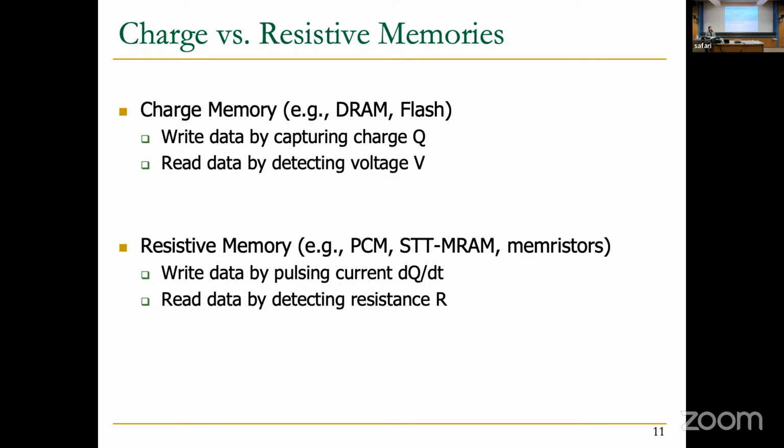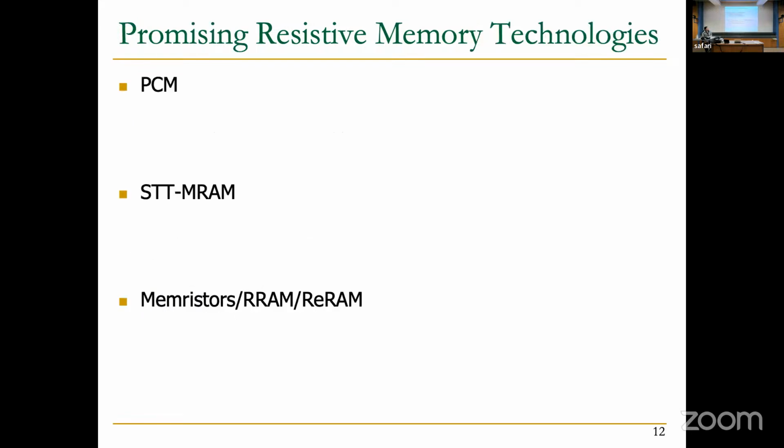And so let's compare the charge-based memory and the resistive memory. Charge-based memory, for example, includes DRAM and flash memory. We can write the data by capturing the charge and read the data by detecting the voltage. And resistive memory, which I mentioned before, works in a very different way compared to charge-based memory: we write the data by passing the current and read the data by detecting the resistance that represents the values inside the NVM.